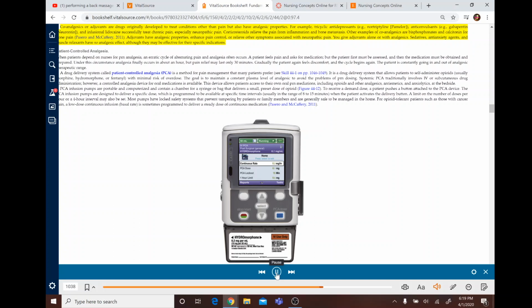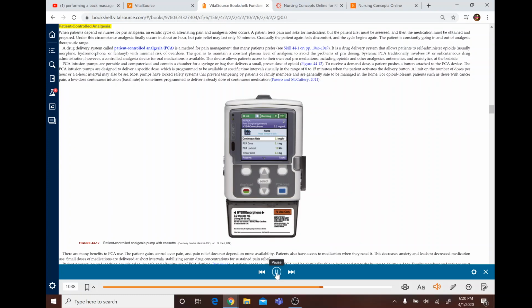Co-analgesics or adjuvants are drugs originally developed to treat conditions other than pain but also have analgesic properties. For example, tricyclic antidepressants, example nortriptyline (Pamelor), anticonvulsants, example gabapentin (Neurontin), and infusional lidocaine successfully treat chronic pain, especially neuropathic pain. Corticosteroids relieve the pain from inflammation and bone metastasis. Other examples of co-analgesics are bisphosphonates and calcitonin for bone pain. Passero and McCaffrey, 2011. Adjuvants have analgesic properties, enhance pain control, or relieve other symptoms associated with neuropathic pain. You give adjuvants alone or with analgesics. Sedatives, anti-anxiety agents, and muscle relaxants have no analgesic effect, although they may be effective for their specific indications.